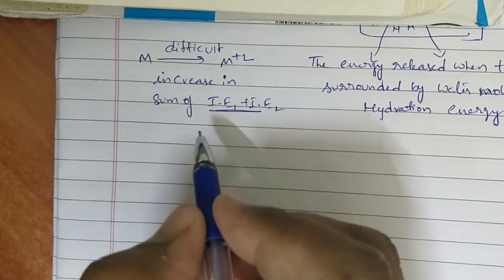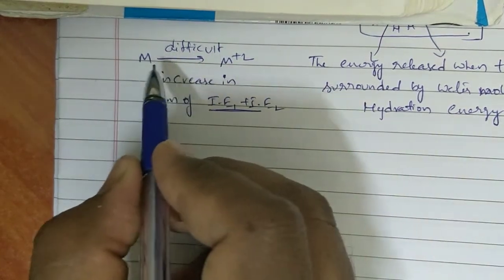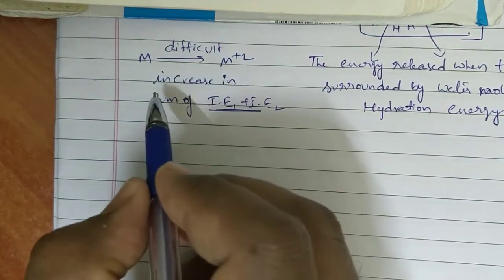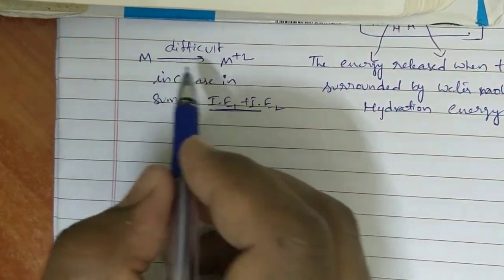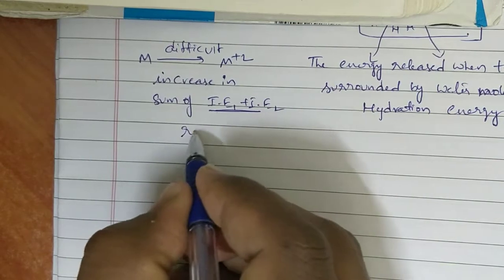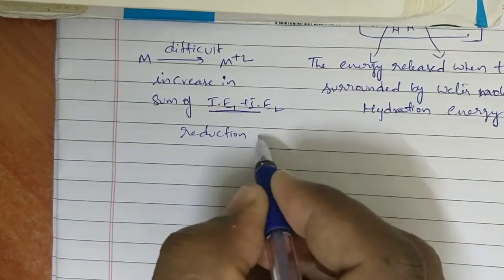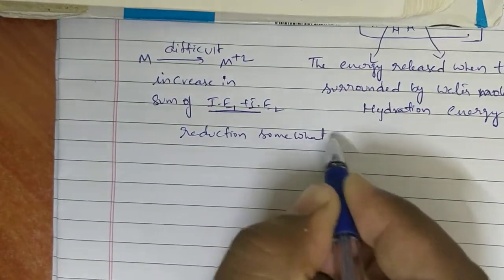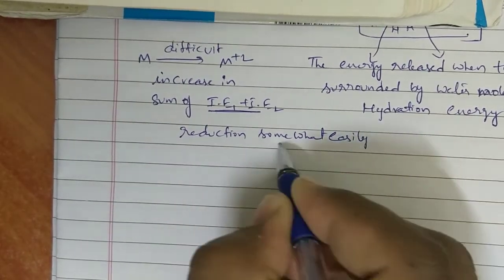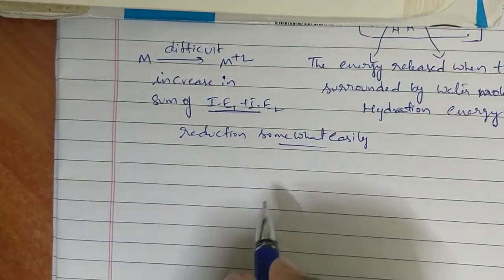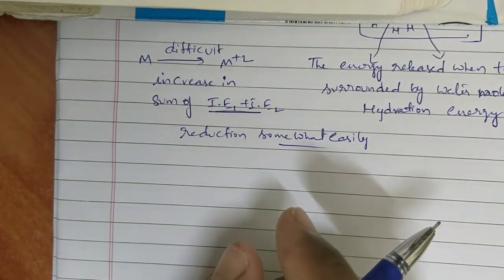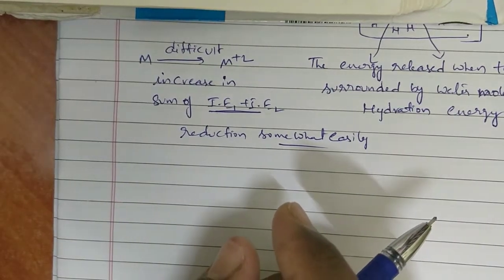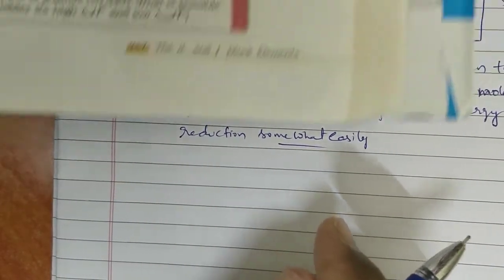I hope you are understanding, ma? Okay. It is difficult to convert that metal to metal plus 2 because there is an increase in the sum of IE1 plus IE2. Then oxidation will not take place easily. Instead of that, they will undergo reduction somewhat easily. Not that much also, reduction. This is leading to less negative values. If it is a high negative value, the value is very less, then they will undergo oxidation easily. Correct? That is the meaning. We are talking now only about d block elements.